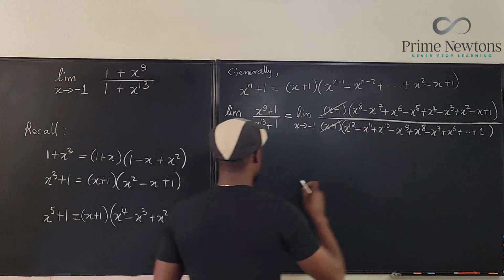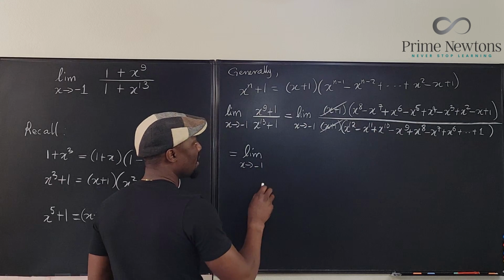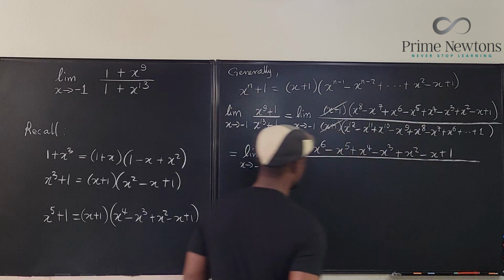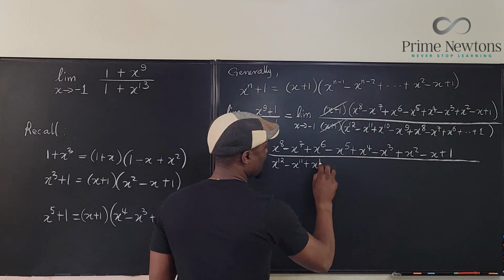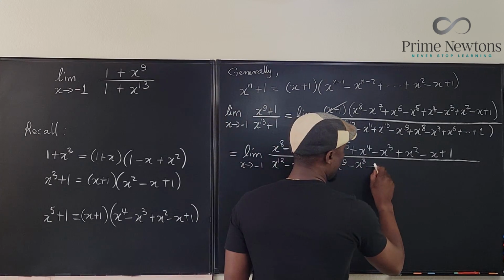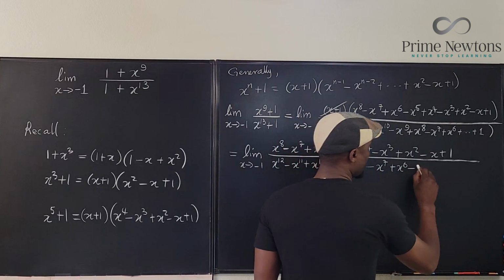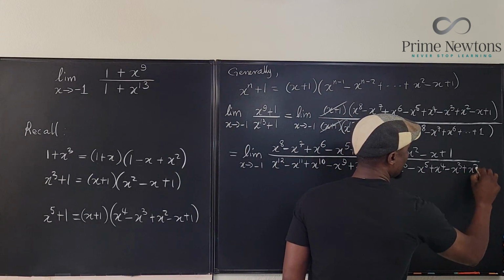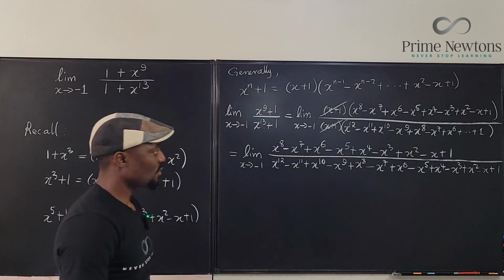This cancels this. So what we have is now equal to the limit as x goes to minus 1 of x to the 8th minus x to the 7th, and so on, up to x squared minus x plus 1 on top. We're going to have 13 terms under: x to the 12th minus x to the 11th plus x to the 10th, x to the 9th, x to the 8th, minus x to the 7th plus x to the 6th minus x to the 5th plus x to the 4th, x cubed plus x squared. Let's finish this. Minus x plus 1. That's what we have under.